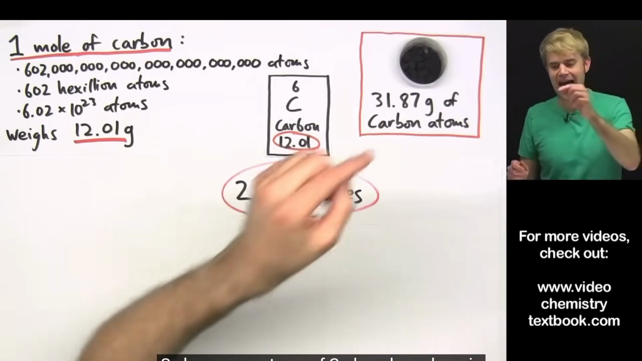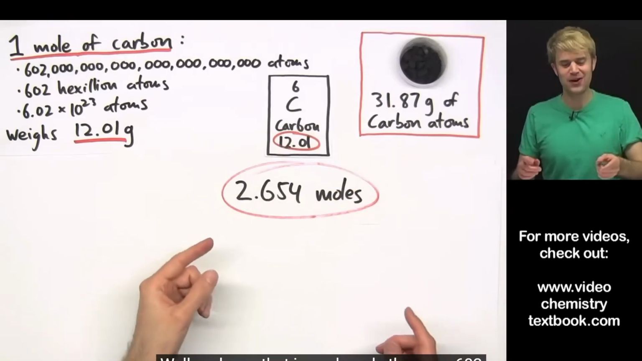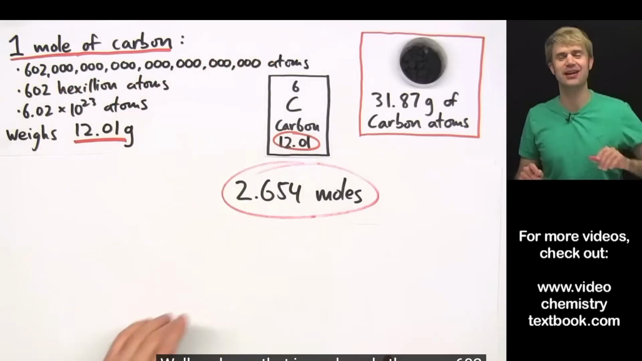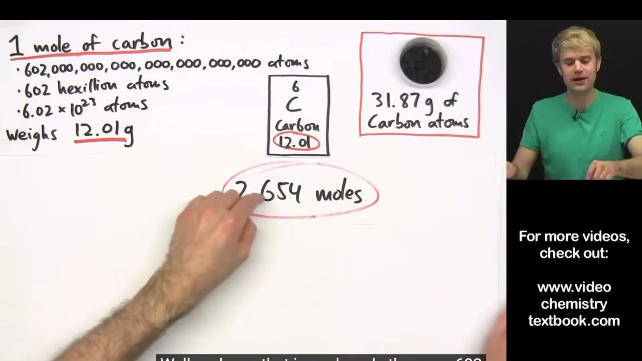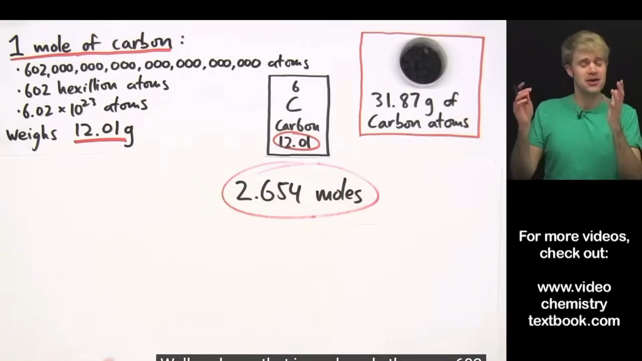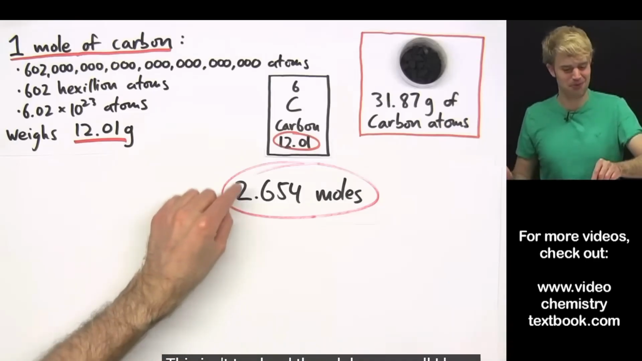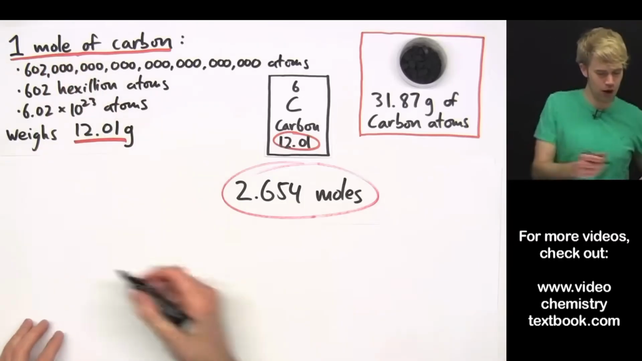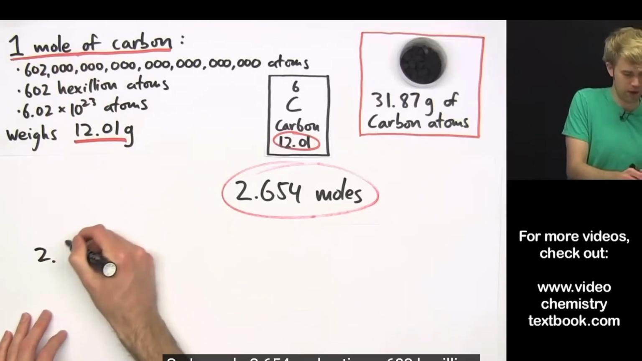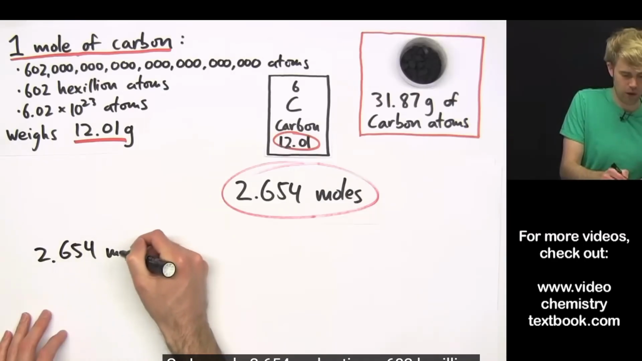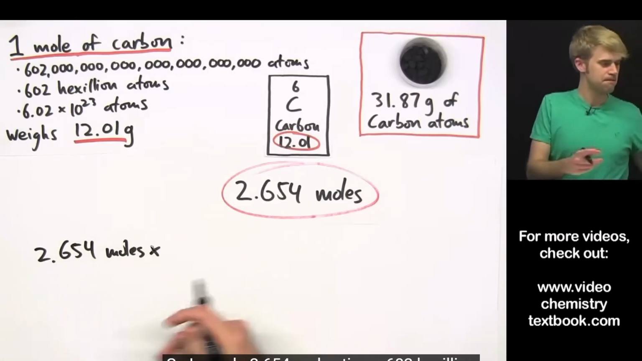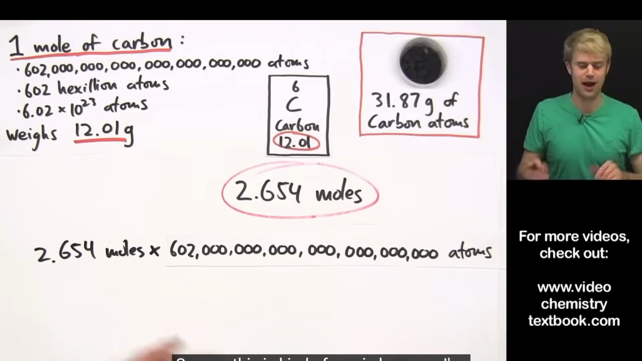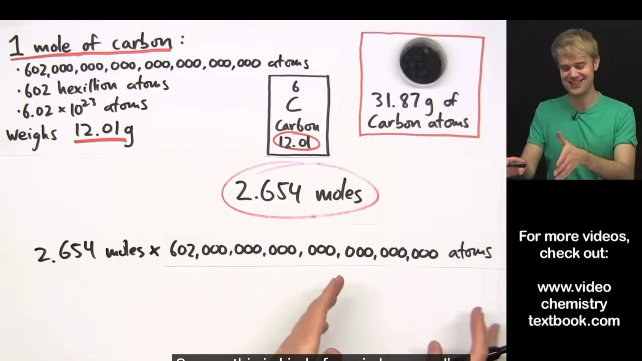Okay, so how many atoms of carbon do I have in here? Well, we know that in each mole there are 602 hexillion atoms, but here I've got 2.654 moles. This isn't too hard though, because all I got to do is multiply 2.654 by the number of atoms that are in 1 mole. So I can do 2.654 moles times 602 hexillion atoms.